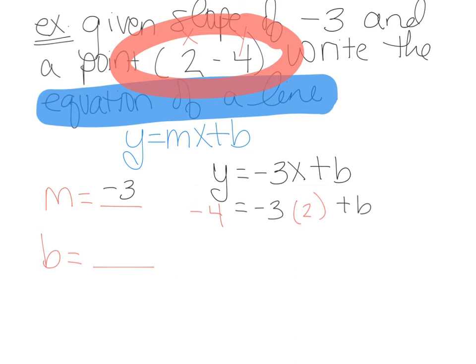Now you have to be really careful, because these are usually commonly mixed up. You accidentally plug in x for y and y for x. Be very careful. Labeling x, y really does help. Okay? So now I'm going to solve for b.